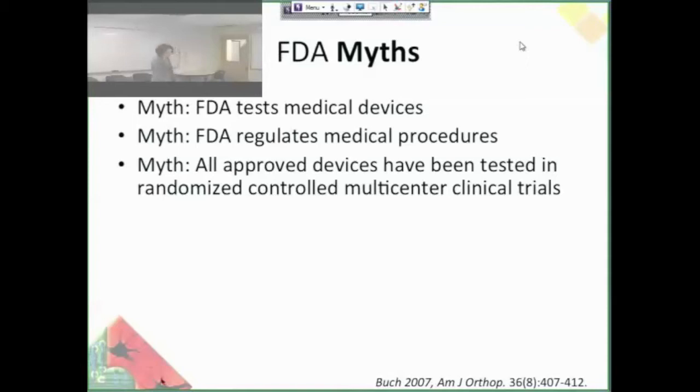Another myth is that all approved devices have been tested in heavily controlled, randomized, multi-center clinical trials. That would be ideal, but it's not the case. And actually, only about half of devices are tested in clinical trials. And we'll talk a little bit more about that. One of the differences is the different pathways that you can follow depending on the characteristics of your device, and another is that the FDA is under a lot of pressure to fast-track products to the market, so there's a lot of pressure to sometimes accept data that's not as ideal as you would want it to be.